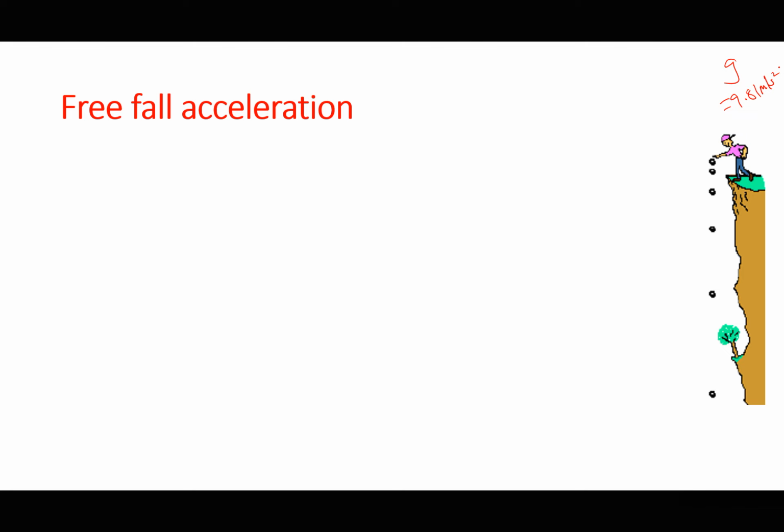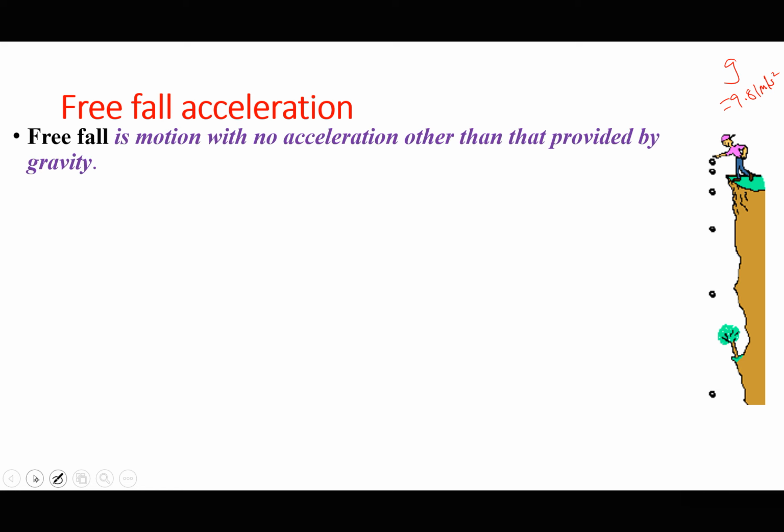That means if the object moves against the gravitational attraction of the Earth, then the value of g is going to be negative. That's why in calculations I've always been using negative for g if the motion was initially upwards. What we mean by free fall motion is a motion with no acceleration other than that provided by gravity. The body has no other acceleration apart from that provided by gravity, so we say it is falling freely under the only influence of gravity.